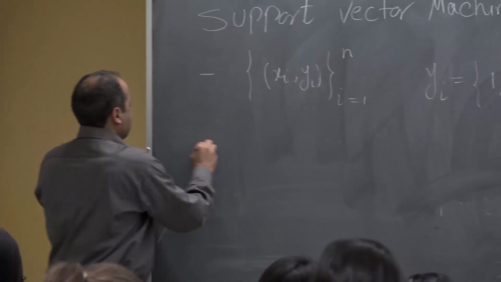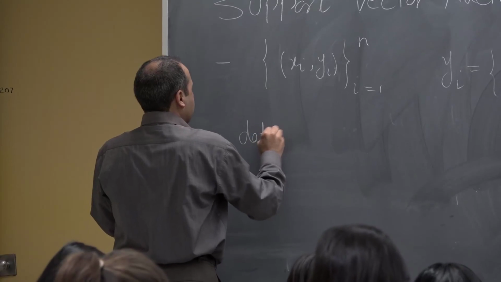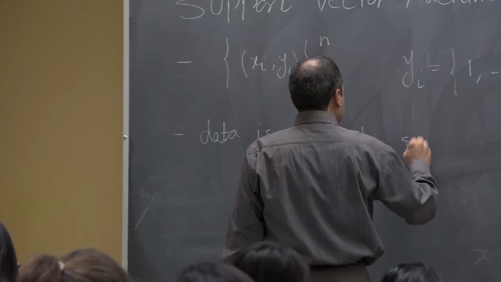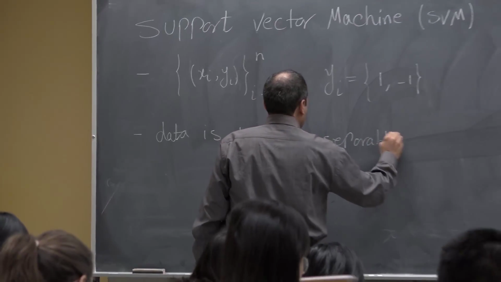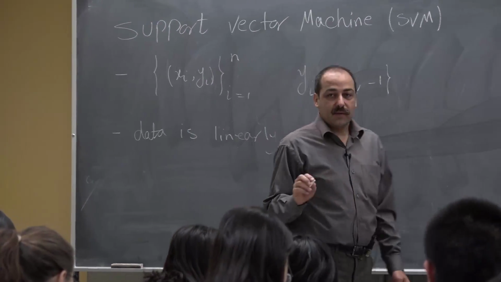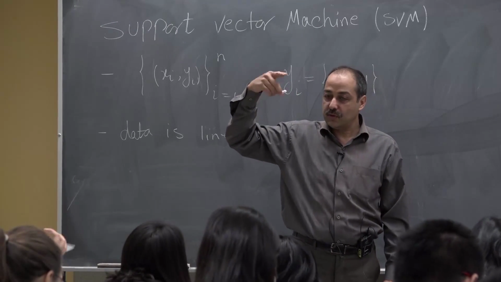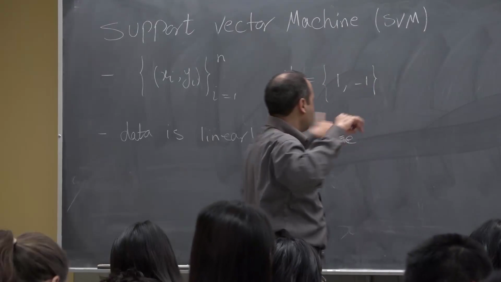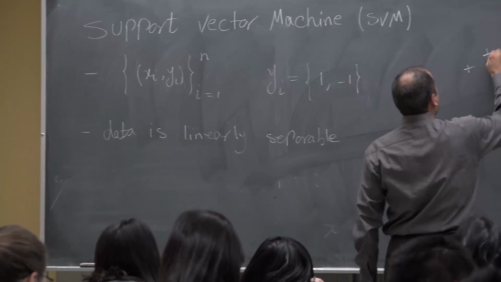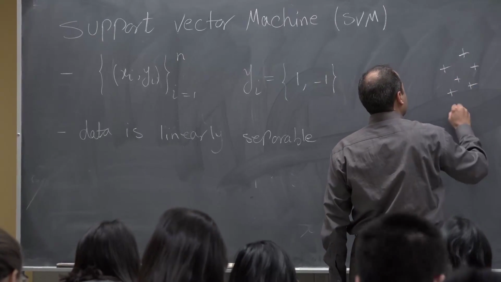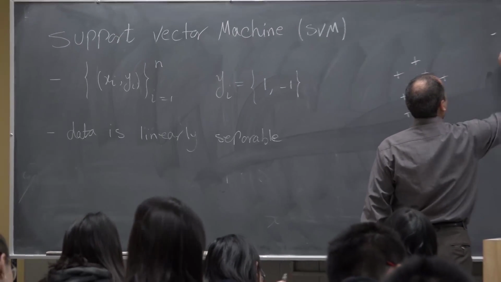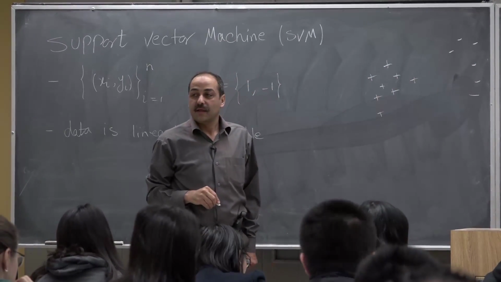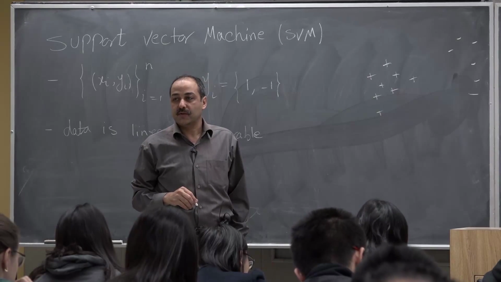Okay? And data is linearly separable. So when data is linearly separable, there are infinite number of solutions to make distinction between two classes. So we are talking about binary class. So I have two classes of data, and there are infinitely many linear decision boundaries which can make distinction.